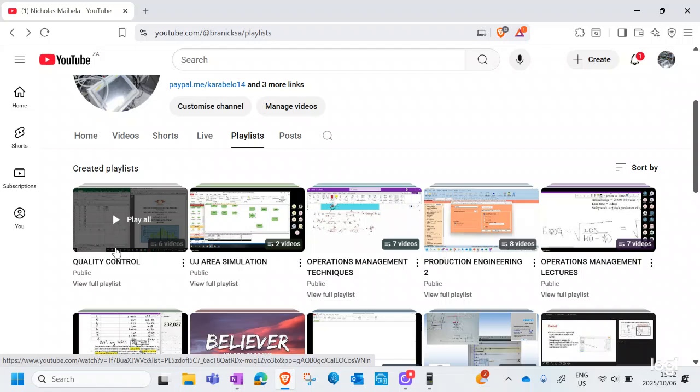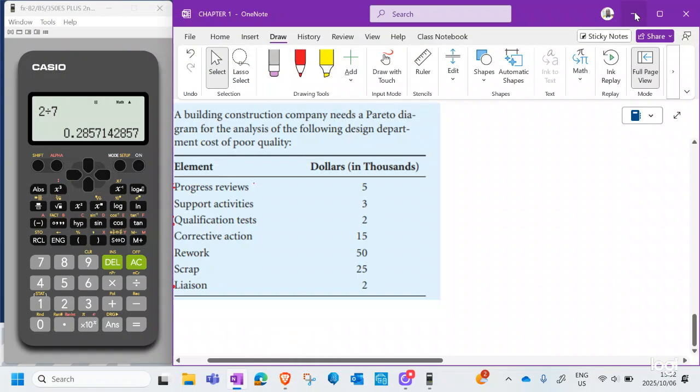So quality control. Under this playlist, you're going to find Pareto, you're going to find histogram, you're going to find control charts. Histogram and Pareto are part of our assignment that is due Friday. We are not postponing, it's still due on Friday. You have a thing to watch, to refer to, understand? So you would copy whatever they are doing there and you replicate it, right?